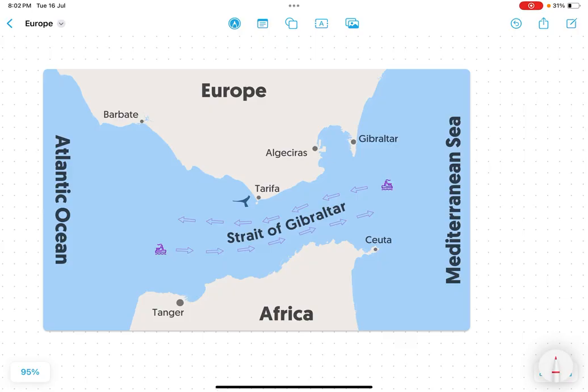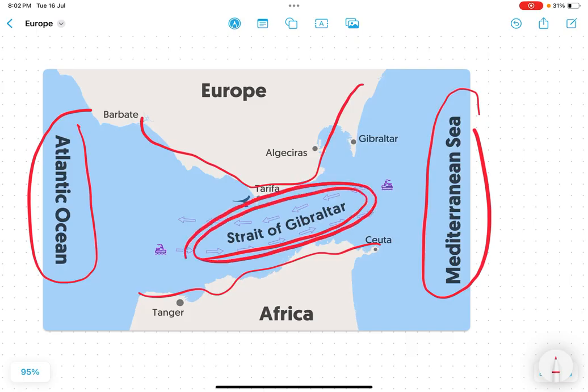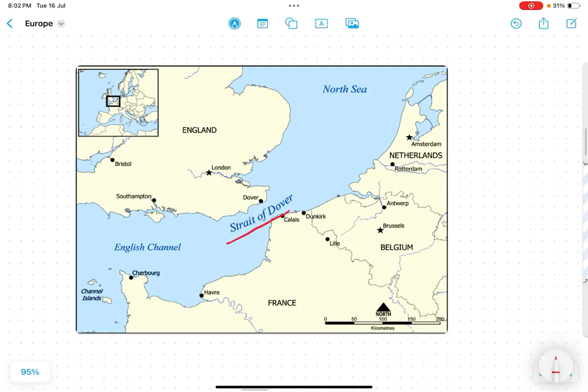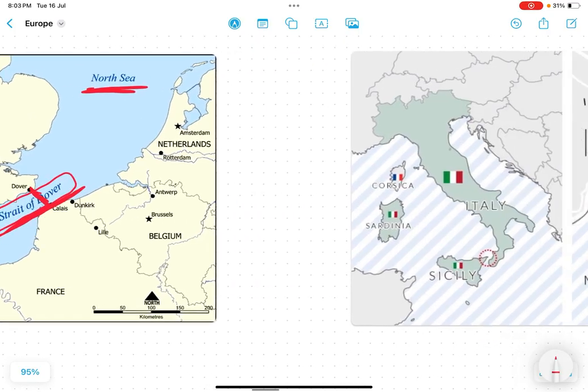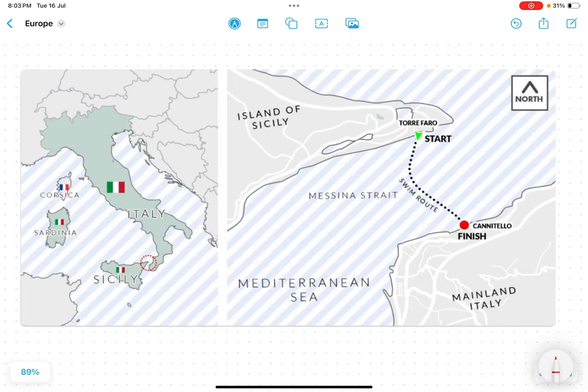So next we have the Strait of Gibraltar. Everybody knows about the Strait of Gibraltar. This is between the Atlantic Ocean and the Mediterranean Sea. This region between Africa and Europe is called the Strait of Gibraltar. Right? So the next strait is the Strait of Dover. As you can see, this is the shortest distance between England and France. This is the English Channel, and this is the shortest distance. It's called the Strait of Dover, which connects the North Sea to the English Channel. Very easy.